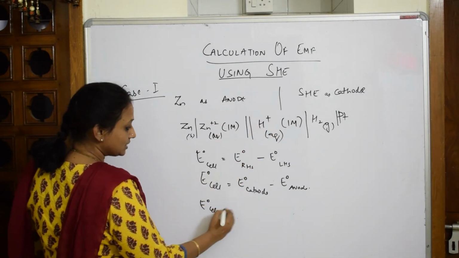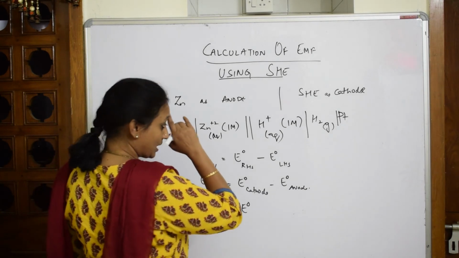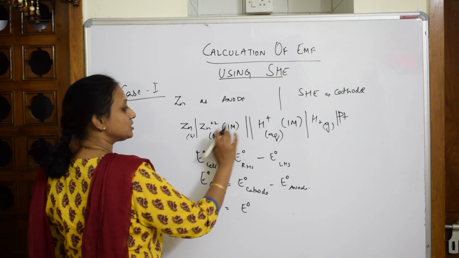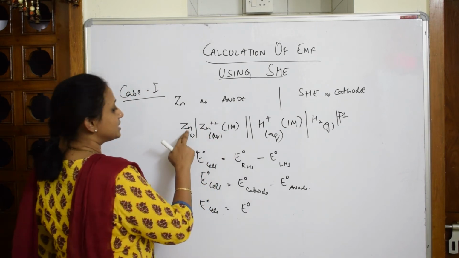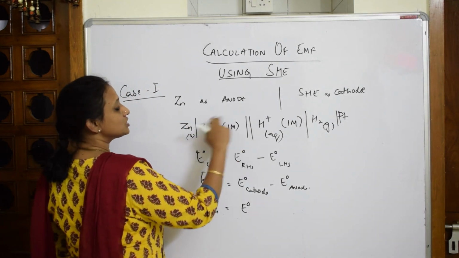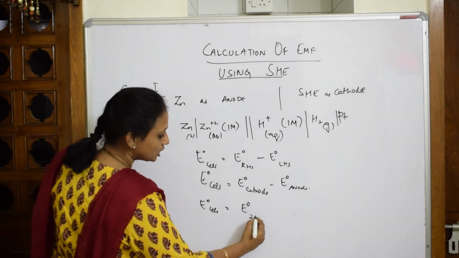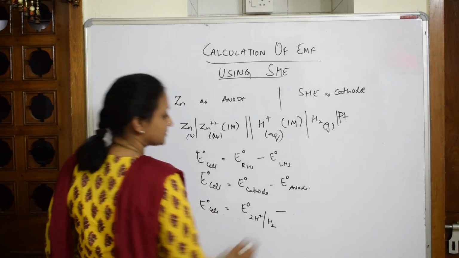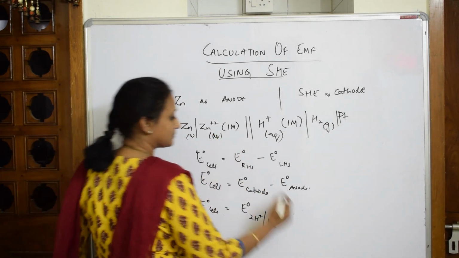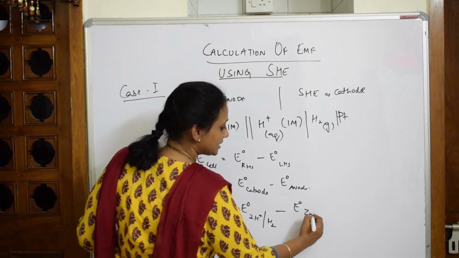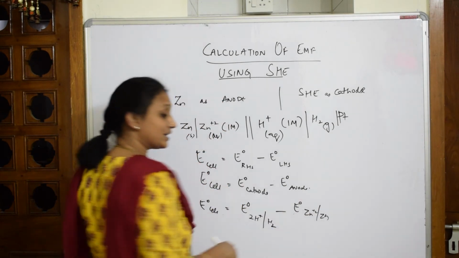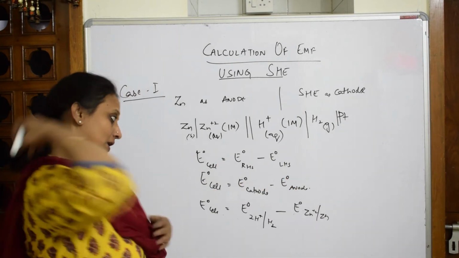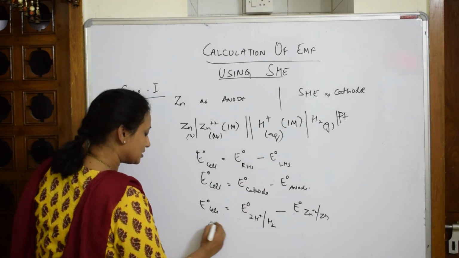So E0 cell is equal to E0. Now what happened? From zinc to hydrogen, how many electrons went? A 2-electron transfer happened. From Zn to Zn+2 means 2 electrons released, going to hydrogen. So what will I write? I am going to write E0 of 2H plus by H2, minus, what is the anode here? This one, E0 of Zn+2 by Zn. I'll tell you why I wrote it like that. So cathode minus anode.